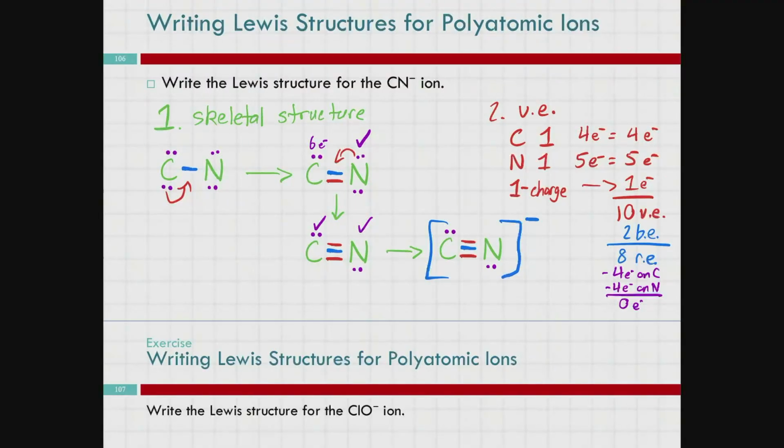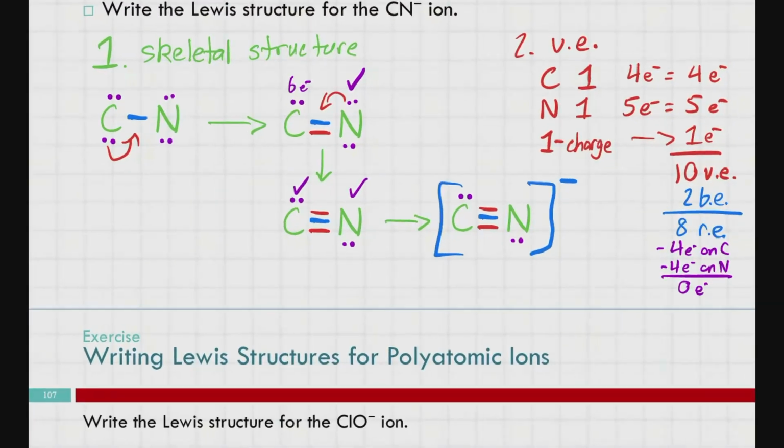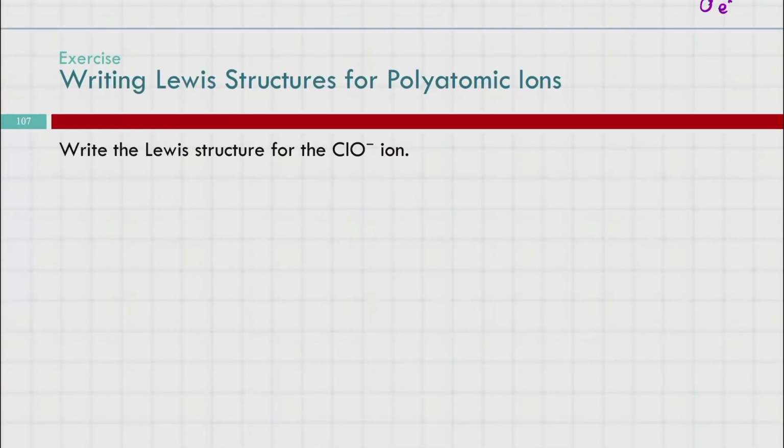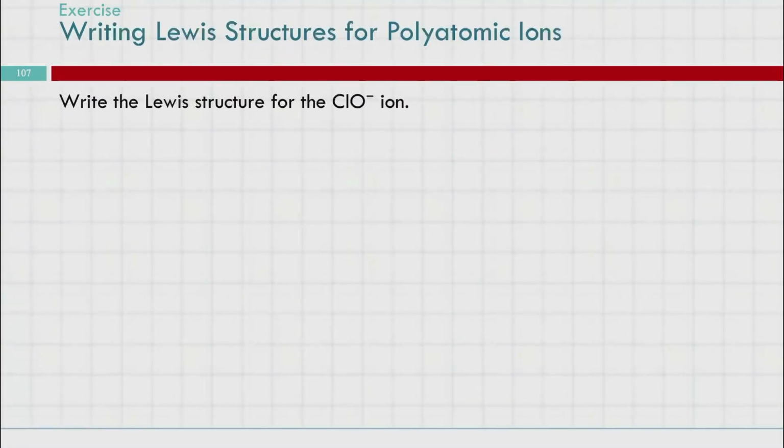All right, back from our break. Now write the Lewis structure for the ClO- ion. I'll give you 3 minutes. That was about 3 minutes. So we want a Lewis structure for ClO- ion, hypochlorite.